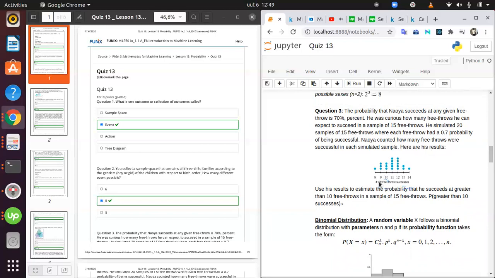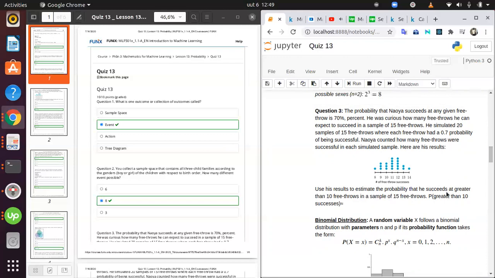So when you take 8 free throws for success, in his 20 trials, only one has 8 free throws successful. Three got 9 free throws successful, and so on. So they asked to use this result to estimate the probability that he succeeds at greater than 10 throws in a sample of 15 free throws.